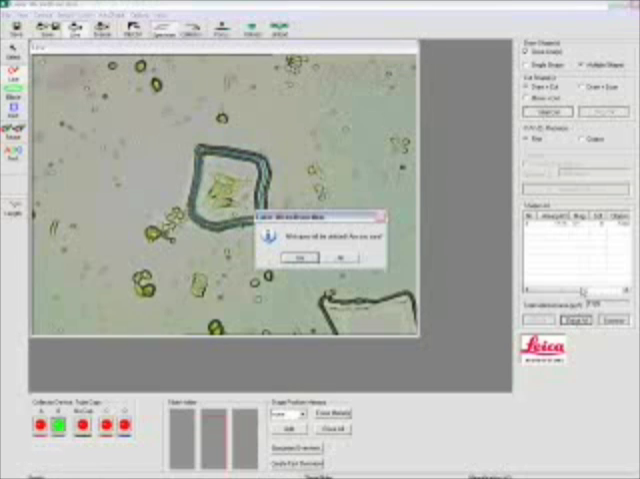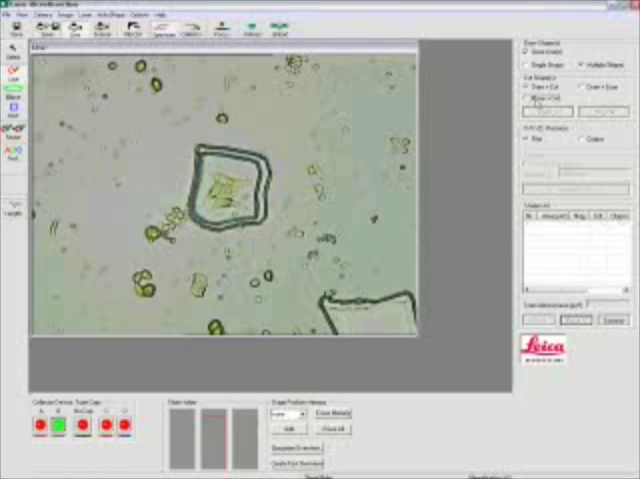What you just saw was an example of the laser following a predetermined line, and right now we're in live mode where the laser is following where I'm touching on the screen. And again, this sample is being collected in a PCR tube below the microscope stage.